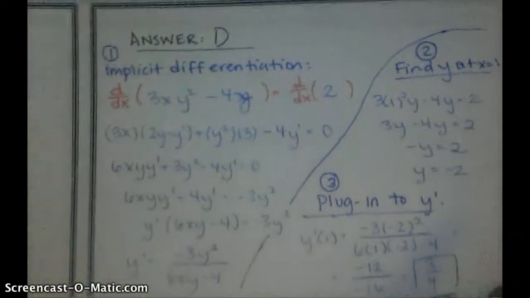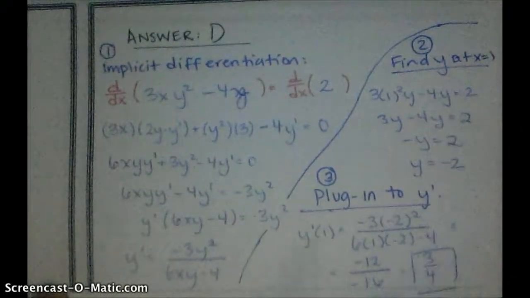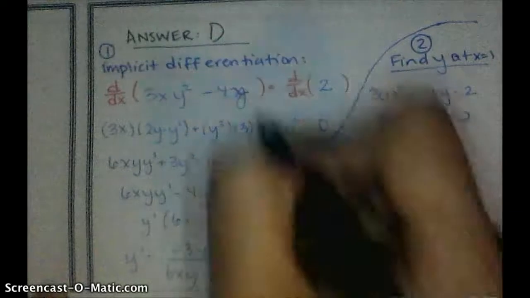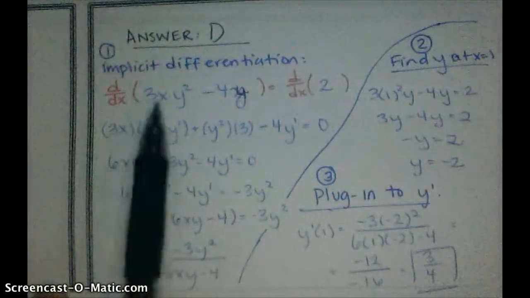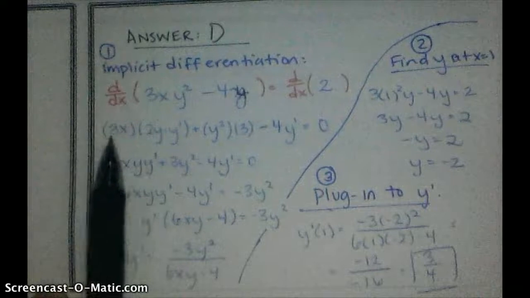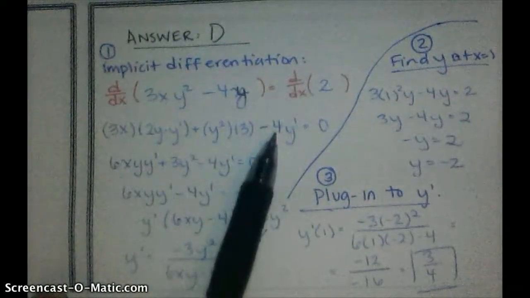And here's the work that I did. I did it in 3 steps. First, I did my implicit differentiation. This is a y. I know it looks like an x. It's supposed to be just a y right there. This first part was a product rule, so you can see the 2 parts of the product rule, and then the second one was just a constant multiple.